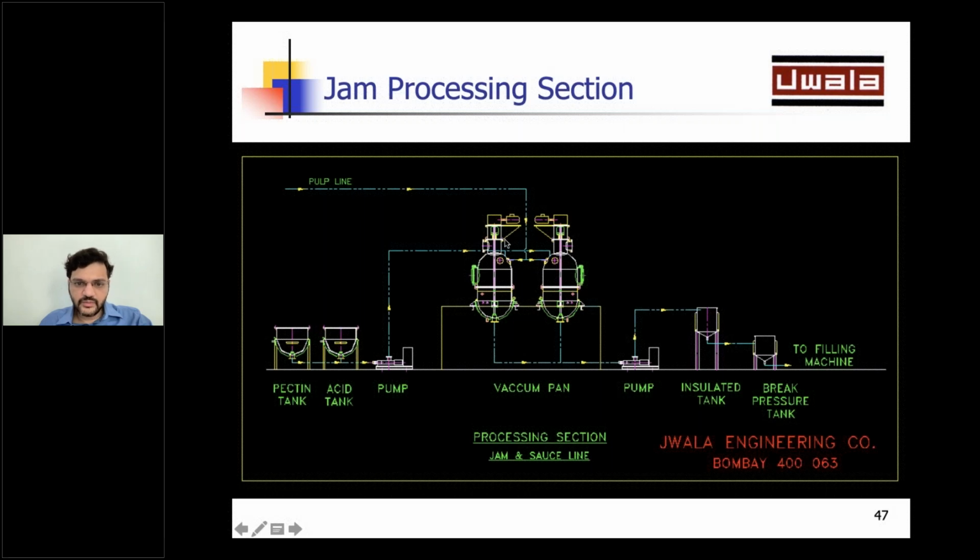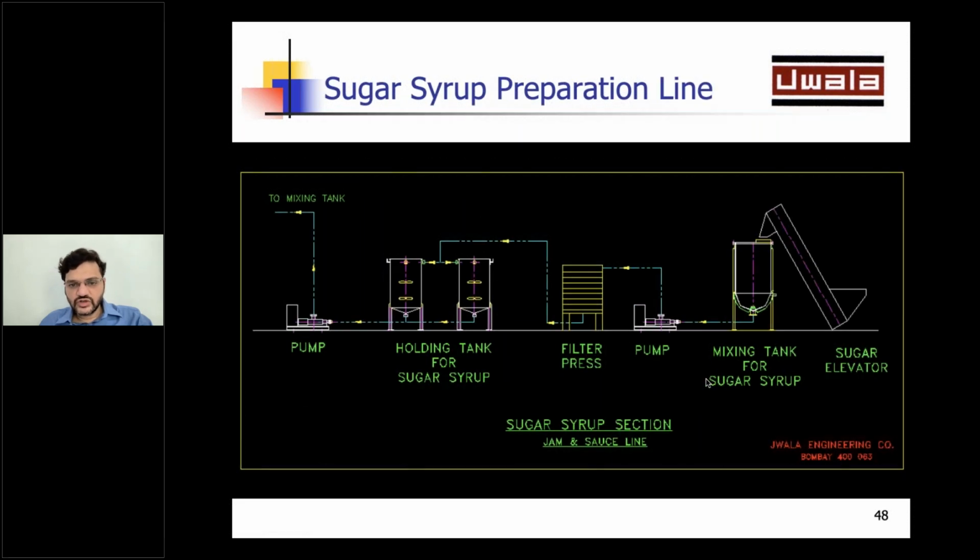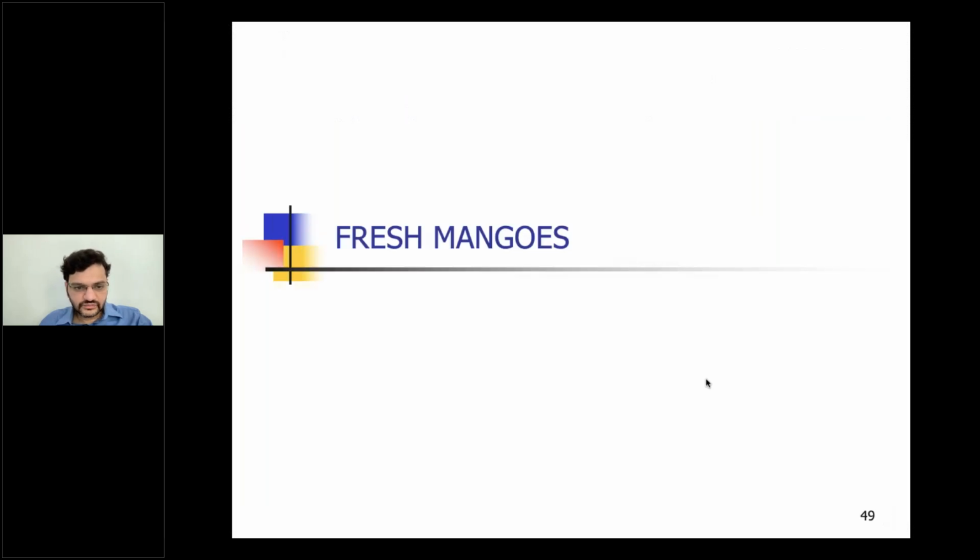So you add pulp, you add sugar syrup, you add all the ingredients, mix them together, and once the jam is prepared, you pump it and you take it to a tank from where the filling and packing of the jam would take place. So this is again the sugar syrup line, which is because sugar syrup is required in very good quantity when we do jam processing.